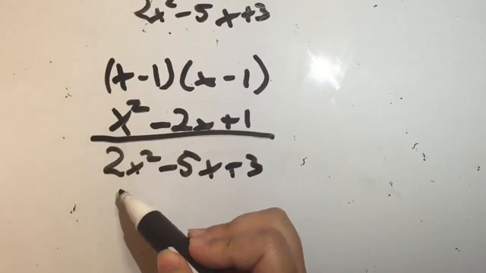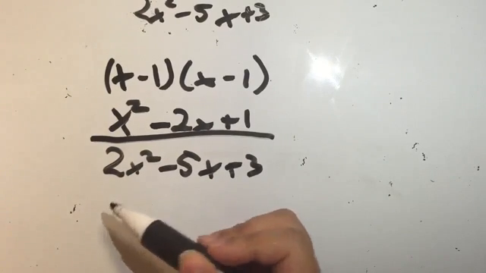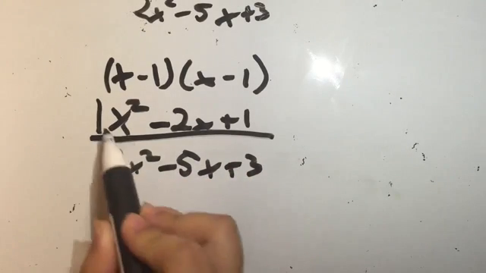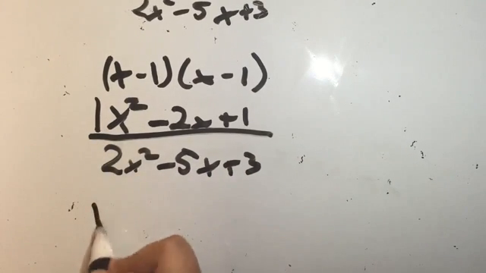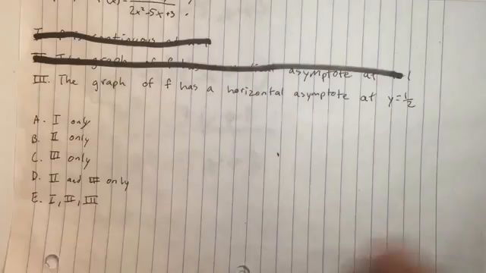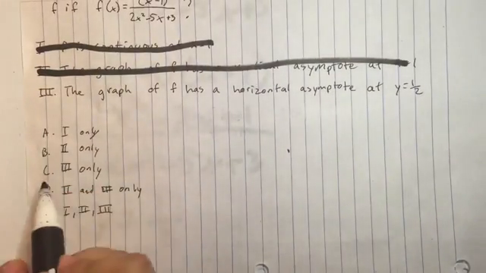Our coefficients both have x squared. Using the degree rule, we can say this is 1 over 2. Y equals 1/2. This is our horizontal asymptote. So 3 is correct. Our answer is C.